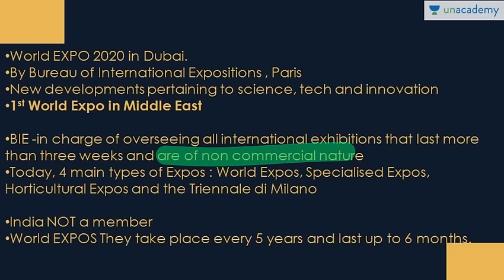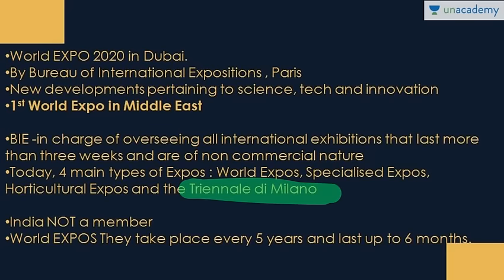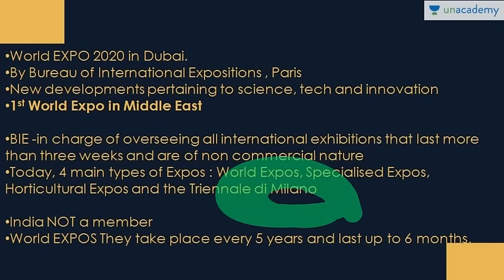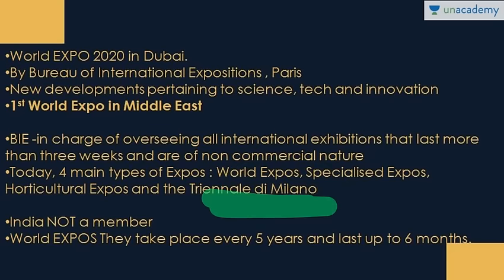So there are 4 main types of such expos. One is World Expo, which is currently to be held in 2020 in Dubai. Then we have Specialized Expo, then we have Horticultural Expo, and lastly Triennale di Milano. Now do tell me in the comment section, where is this Milan city located, where this exhibition always takes place. Do mention it in the comment section.